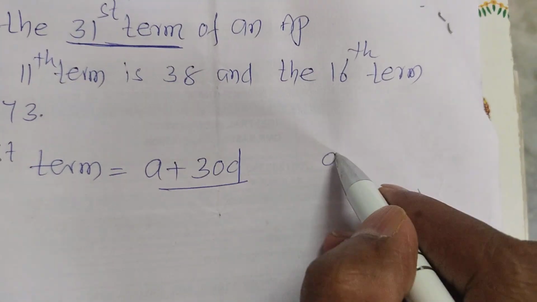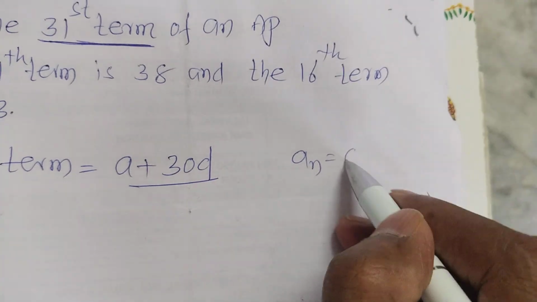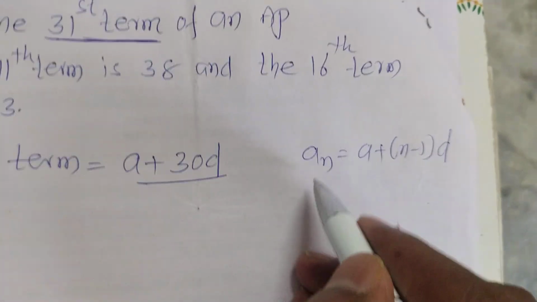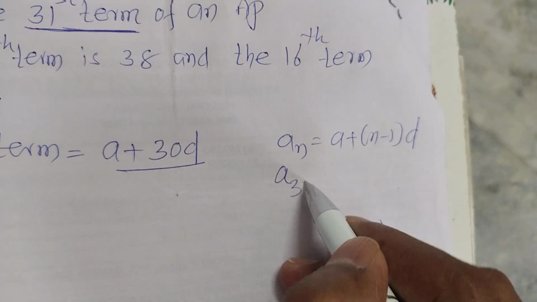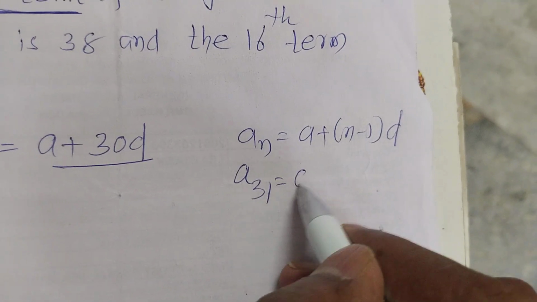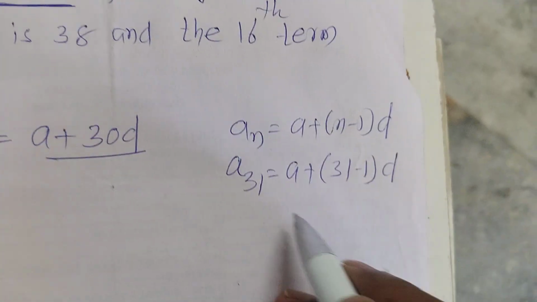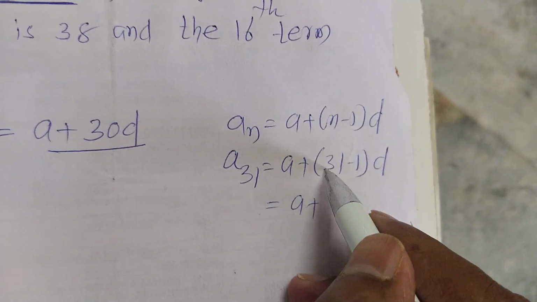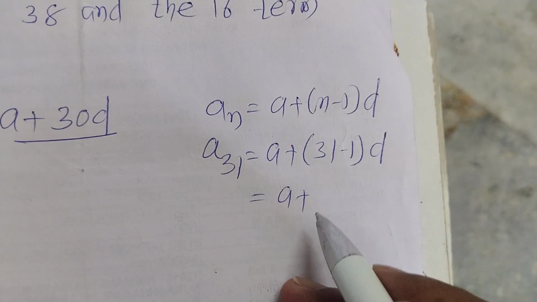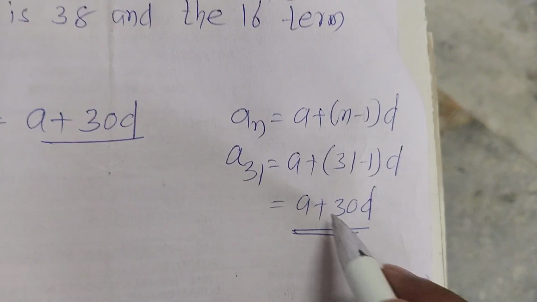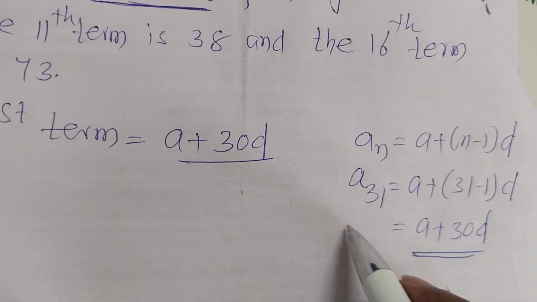Here we have a formula. An is equal to A plus (n minus 1) into D, where the 31st term is equal to A plus (31 minus 1) into D, that equals A plus 30D. So we have to find the A plus 30D term, the 31st term.